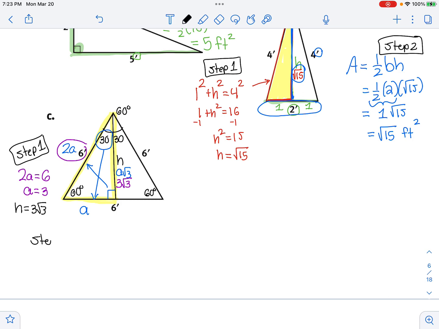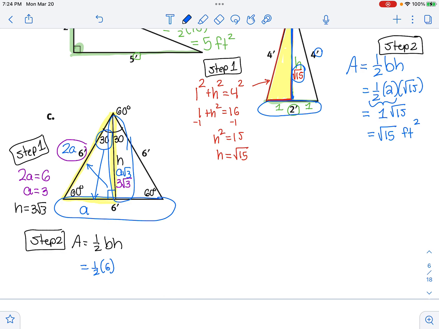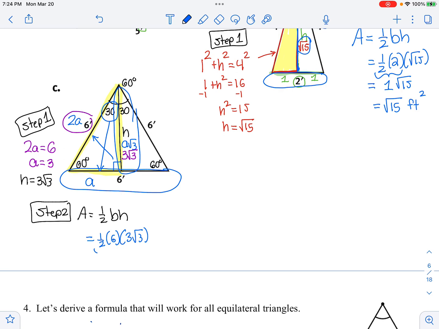Now step 2 is to actually find the area of the full triangle using 1/2 base times height. And again, remember that when I say the full triangle, the base of the full triangle is the 6 feet. So I'm going to be using the 6 for the base. The height of my full triangle is the 3 square root 3. When I multiply 1/2 times 6, I get 3 times 3 square root 3. And 3 times 3 square root 3 is 9 square root 3. My units are still feet, so I'm going to do feet squared.